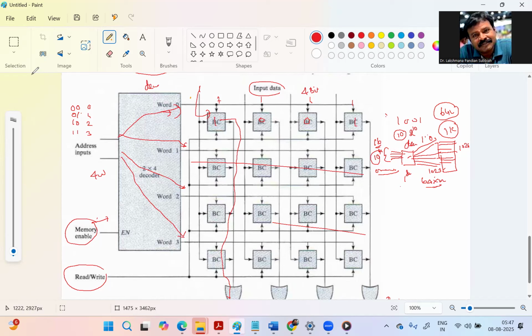So they may want you to design the circuit, and they will ask for the number. If you have an 8K memory, how many such memories are required? They may ask questions like that, and then you have to solve them. We can stop here. We will continue in another lecture.